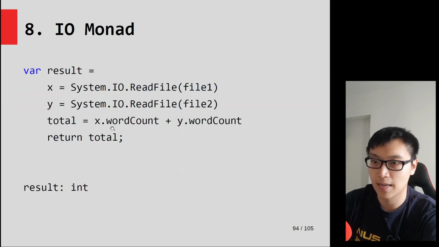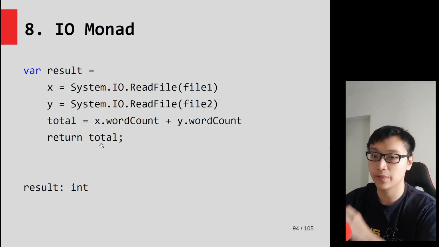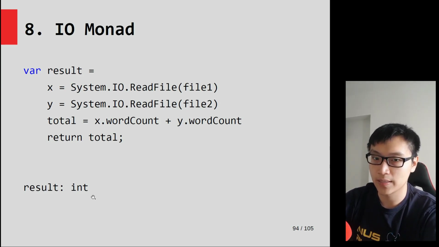Let's do a basic example here. So I have file number 1, file number 2, and I try to count how many words are in file 1 and file 2, and I return the result. The result is an integer.